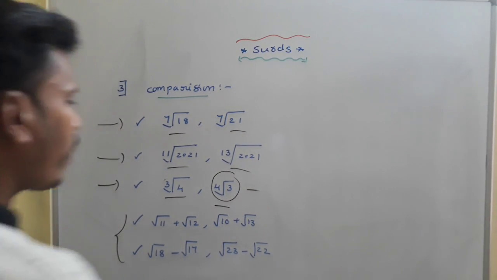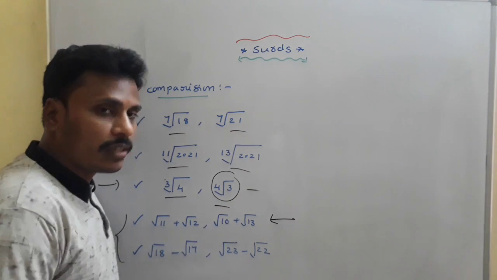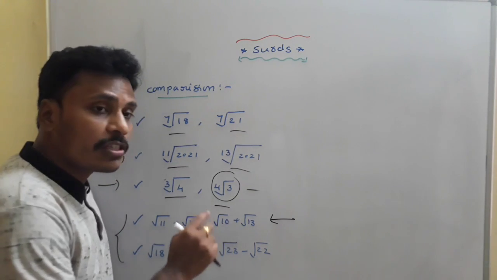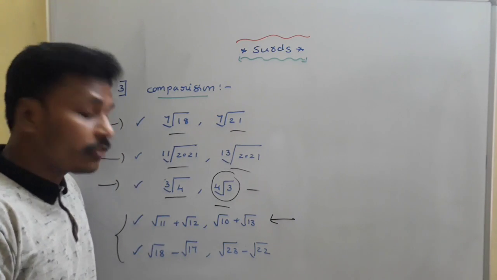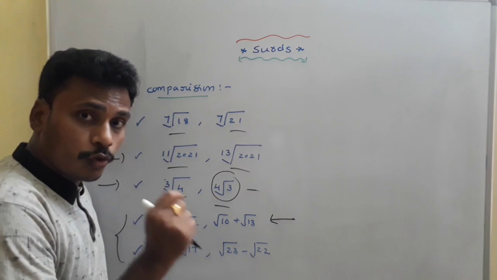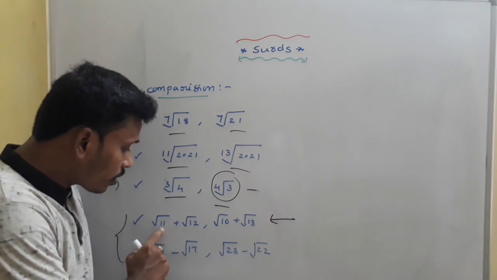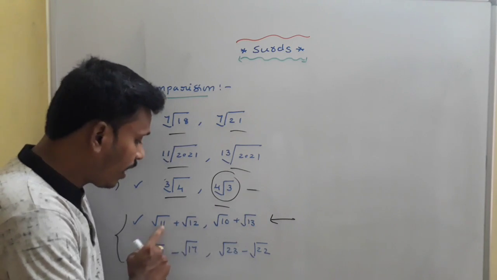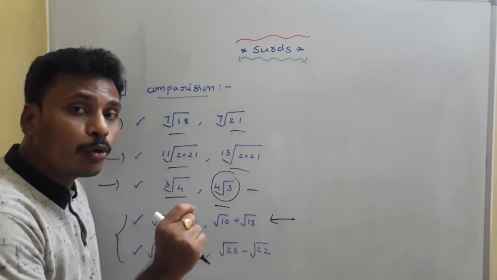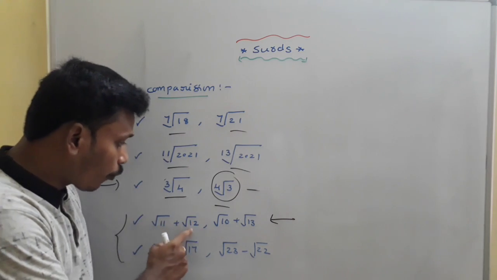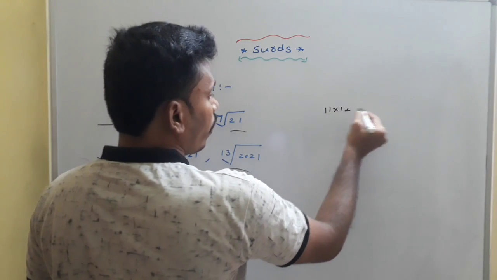Next thing is comparison of these two surds, root 11 plus root 12 and root 10 plus root 13. Comparison of these two surds is possible if you square these two. And one more thing you need to observe here is 11 plus 12 is 23, as well as 10 plus 13 is also 23. If the summations of these two are the same, like 11 plus 12 is 23, 10 plus 13 is 23, then you need to think about the product, 11 into 12 and 10 into 13.